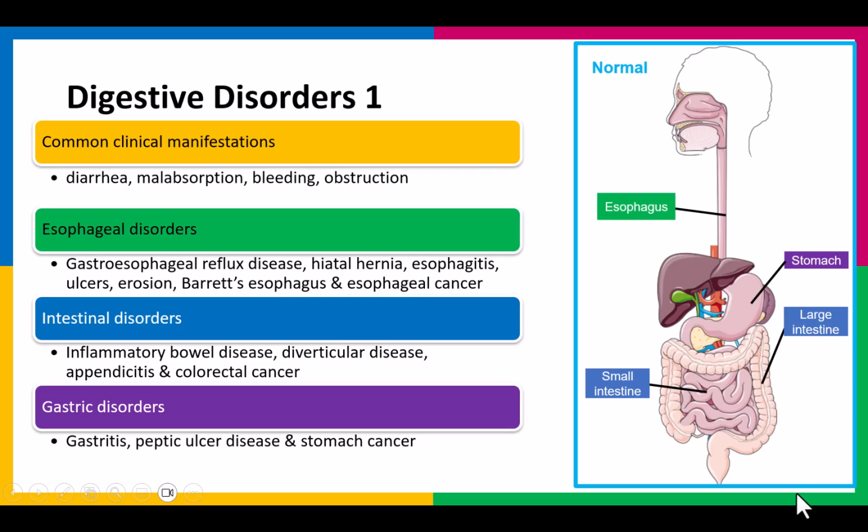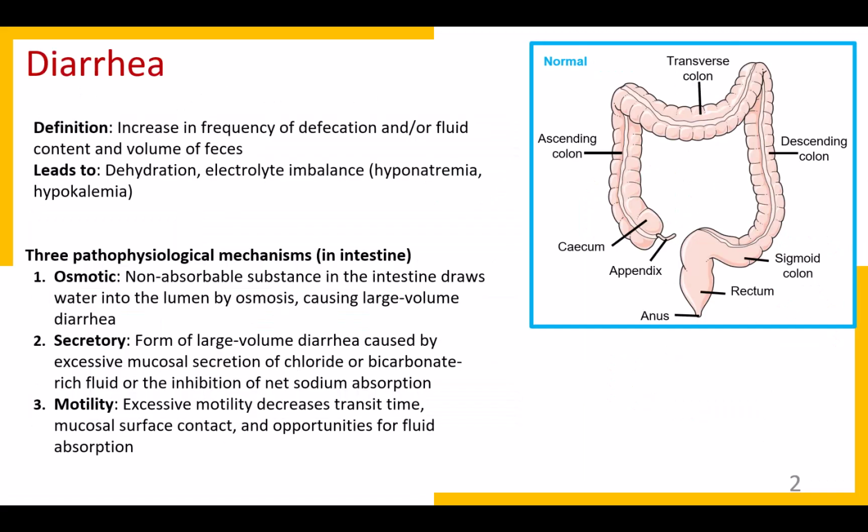Hi, this is the first of two recordings focusing on disorders of the digestive tract. So we're going to start off by talking about some common clinical manifestations, and then we're going to follow up with some common disorders of the esophagus, and then some common disorders of the small and large intestines. And in the second recording, we're going to focus on disorders of the stomach as well as peptic ulcer disease.